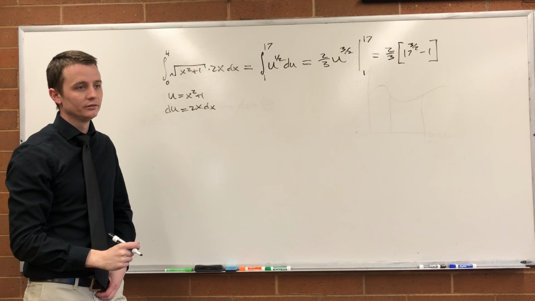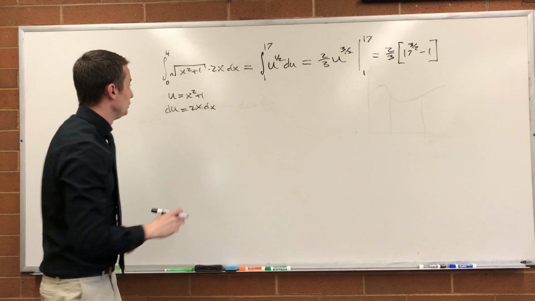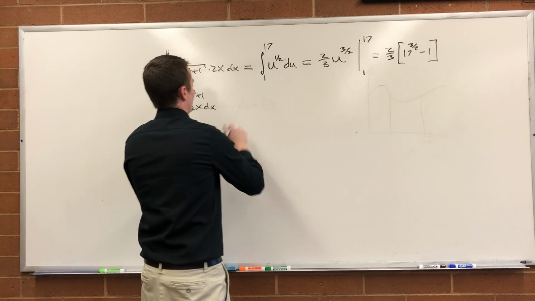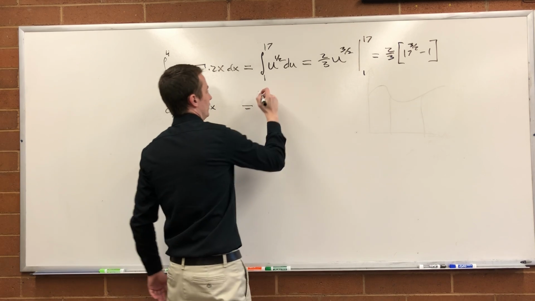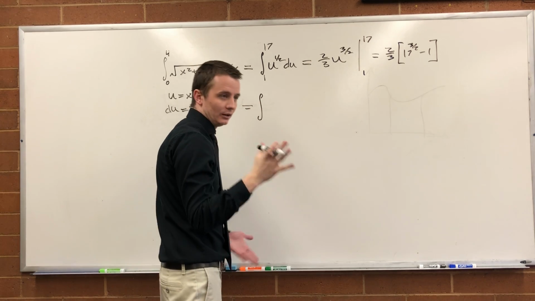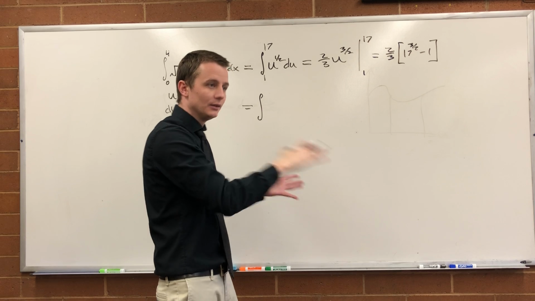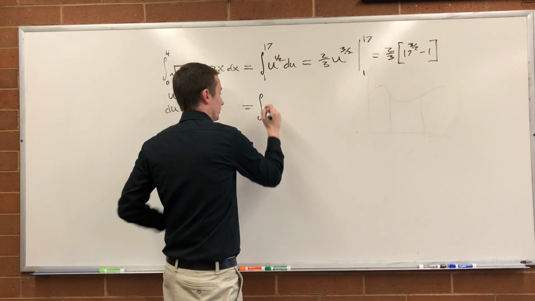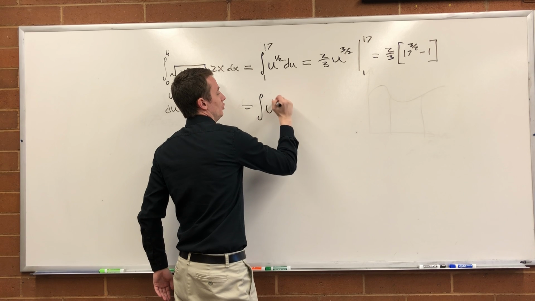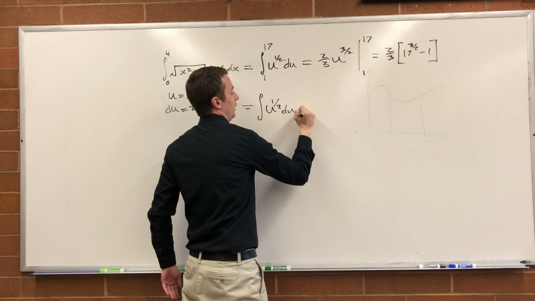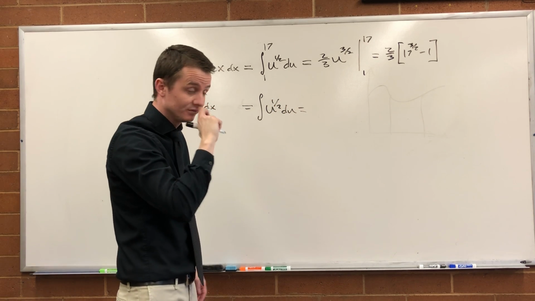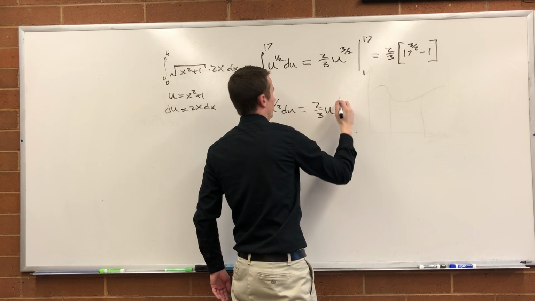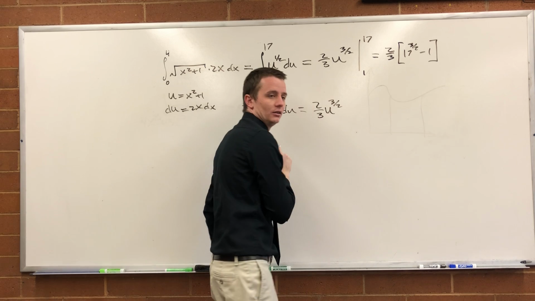Now say we didn't want to change the bounds. So let's say we said this was equal to, and we left our bounds off. And we were just thinking about it in terms of substitution, treating u as a placeholder. So let's say we had u to the 1/2 du, and we know how to calculate that integral. Once again, it's 2/3 u to the 3/2, right?